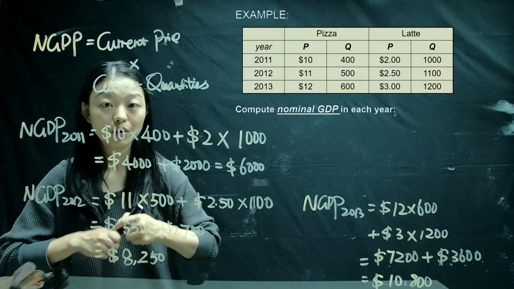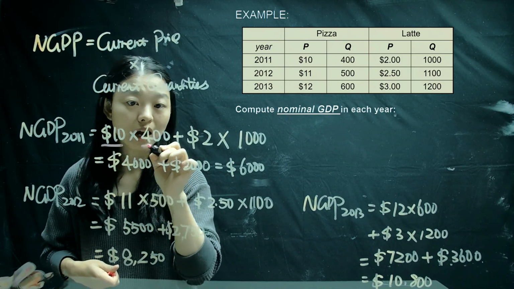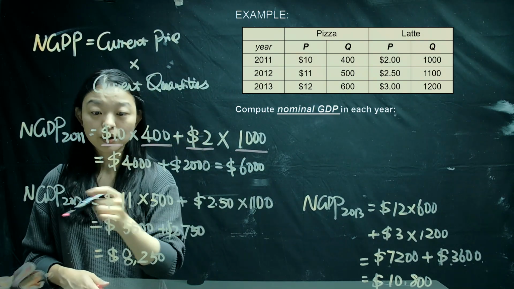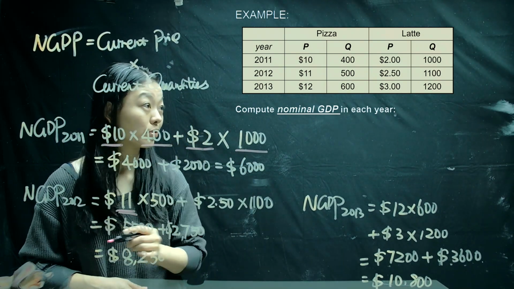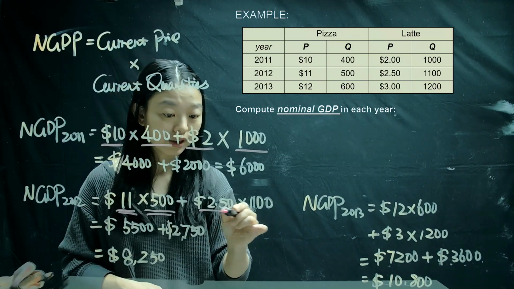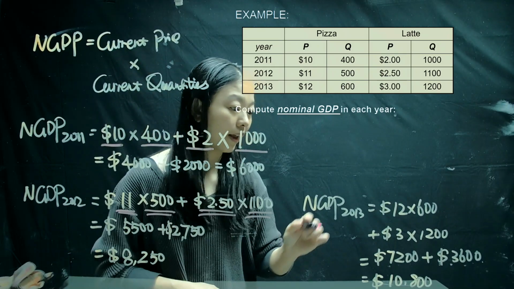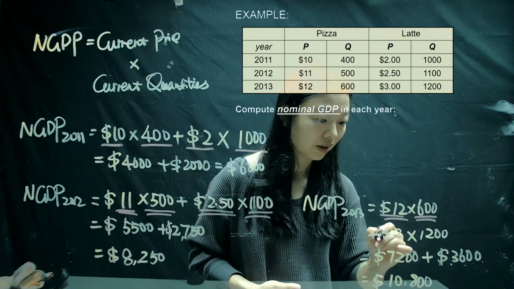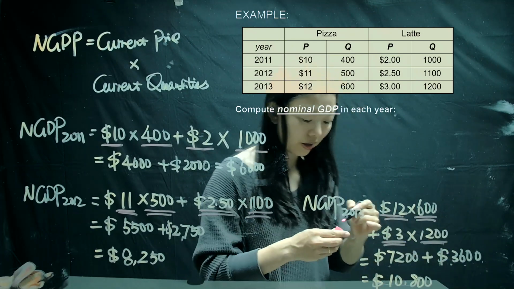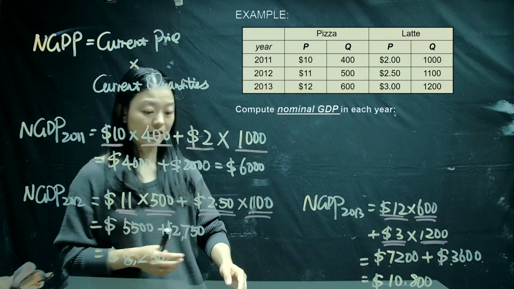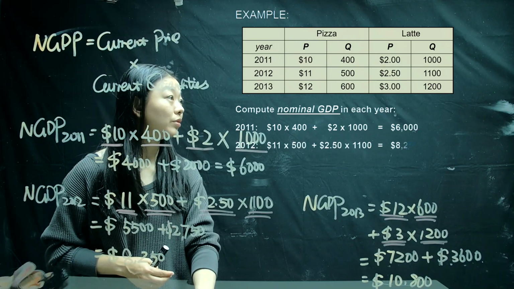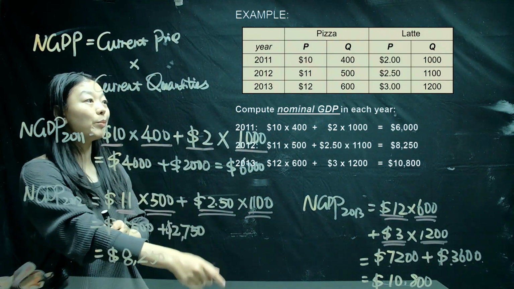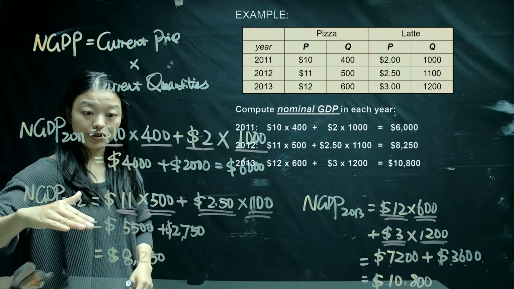So here you can see how we compute nominal GDP. We just use the current price times the current quantity. In 2011, in 2012, and in 2013, it is still the same: current price times current quantity for both pizza and latte. Similarly, we can get nominal GDP for different years.